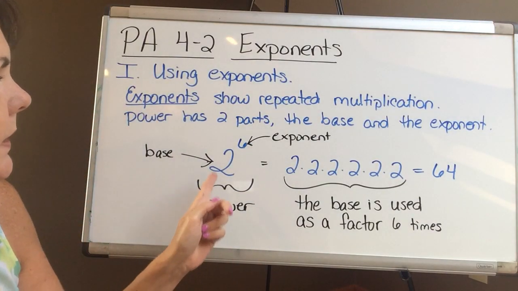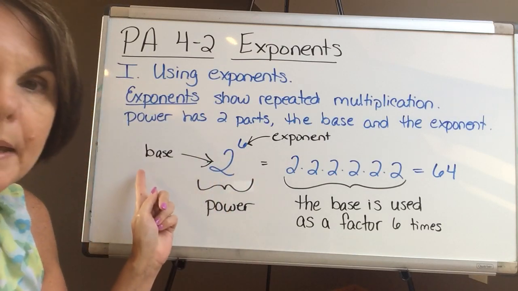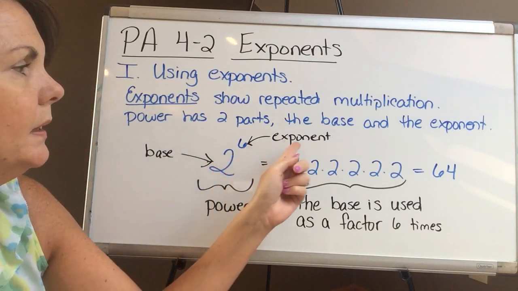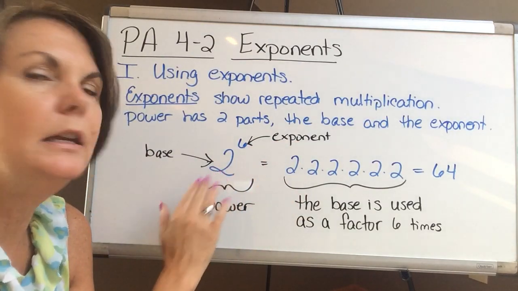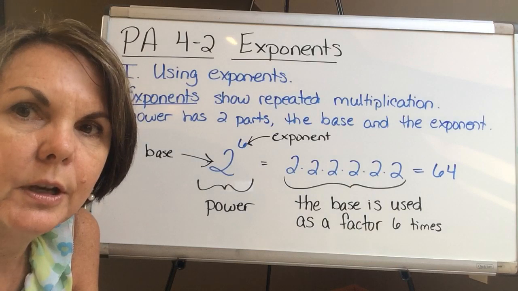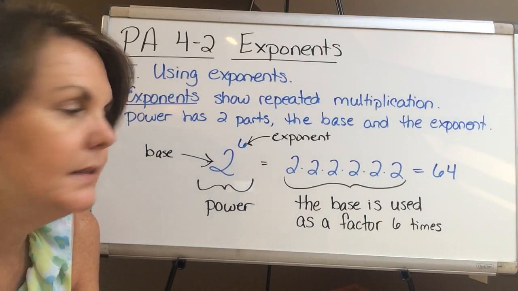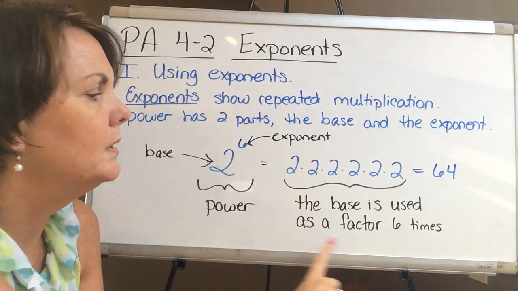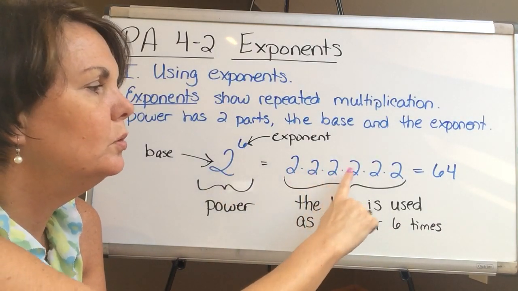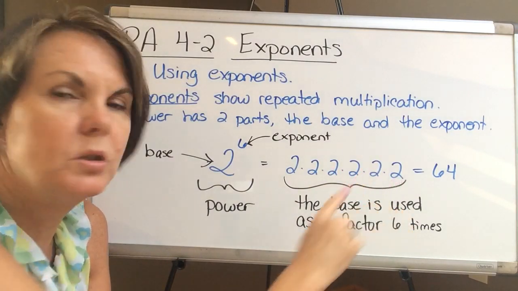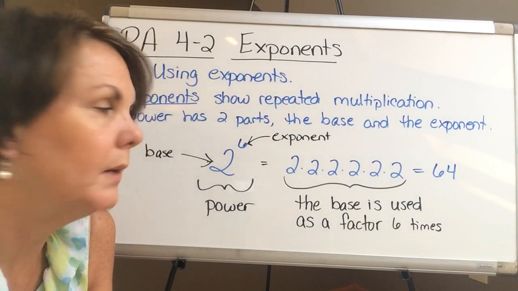So if I take a look at this, 2 to the 6th power, 2 is my base and my exponent is 6. Well, what does that really mean? It means I take my base, which is my factor, 2, and I multiply it by itself 6 times. So my base is used as a factor 6 times. 2 times 2 times 2 times 2 times 2 times 2. So 2 to the 6th power is 64.